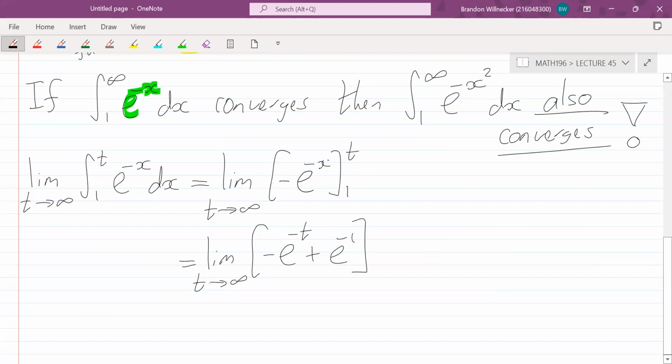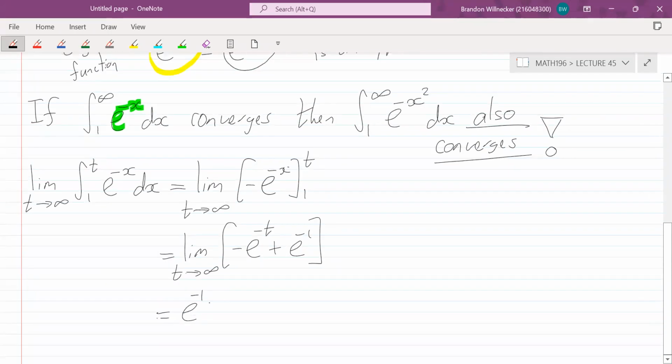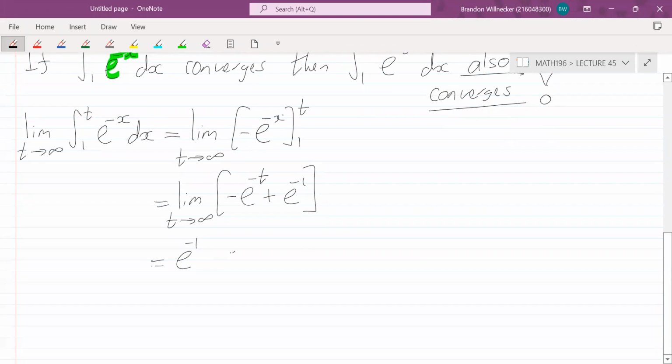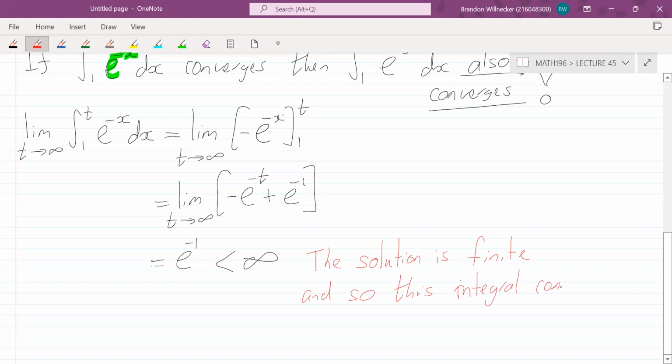And then as t goes to infinity, the first term goes to 0, and we're just left with e to the minus 1. But we're not really interested in what the value is. All we want to know is that this is less than infinity. So the solution is finite. And so this integral converges, which means our original integral converges.